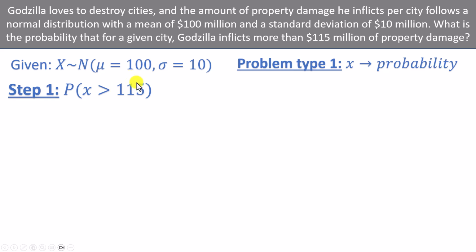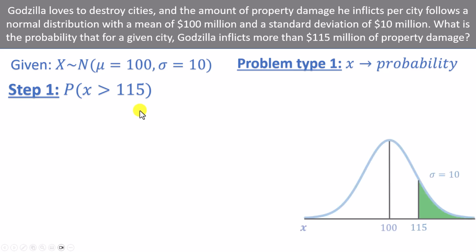Now, at this stage, you could start to draw the picture. You don't necessarily have to at this step, but if you'd like to, you can draw the picture to visualize what's going on. We have our variable, which we're representing by x. 100 is the mean, so that goes right down the middle. That means 115 would be somewhere to the right. We want to find the probability that we are greater than 115, so I've shaded the area to the right, and that's the probability that we are trying to find.